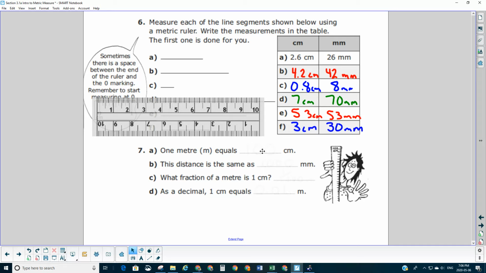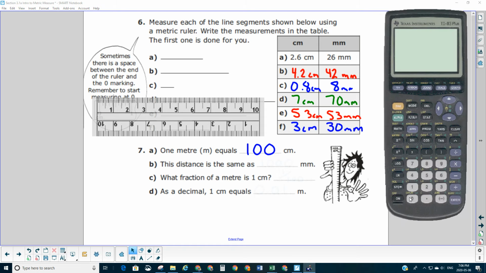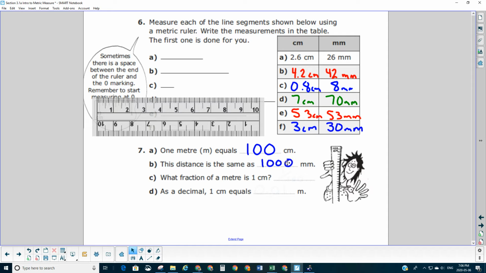1 meter equals how many centimeters? Well, we could bring out our staircase again, but remember, 1 meter is 100 centimeters. And then if you're talking about millimeters, you're going to multiply that by 10. So we've got 100 times 10, which is going to get to 1,000, and that's 1,000 millimeters. It's the length of a meter. And a meter, think about that, a meter stick, you've seen them in the classrooms. That's 100 centimeters or 1,000 millimeters.